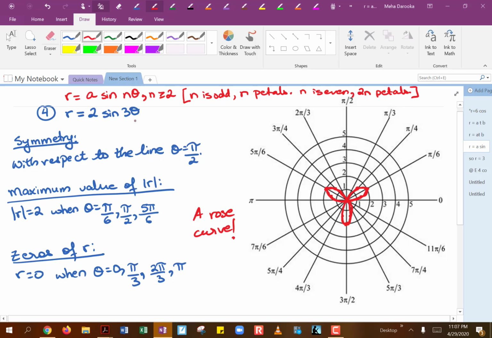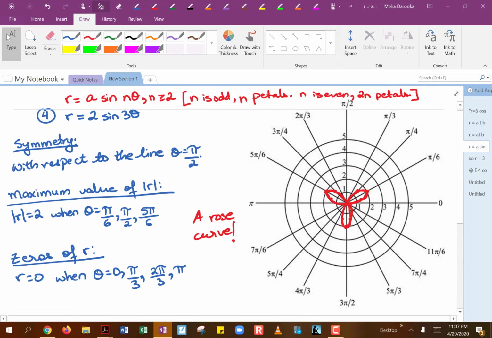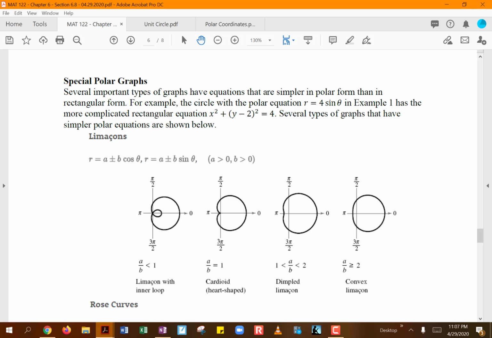So if your n was, let's say, 2 times theta, that would be actually 4 petals. If your n was 4, then you would have 8 petals. So when it's odd, it's the same number of petals, but when it's even, you have double the petals. Okay, so just a simple rule of thumb to remember for these rose curves. And again, you can see the graphing process is pretty similar to the other functions we have seen, but of course, based on what kind of function you have, you get a different graph. Alrighty, so let's take a look at some other important types of graphs that we have here.